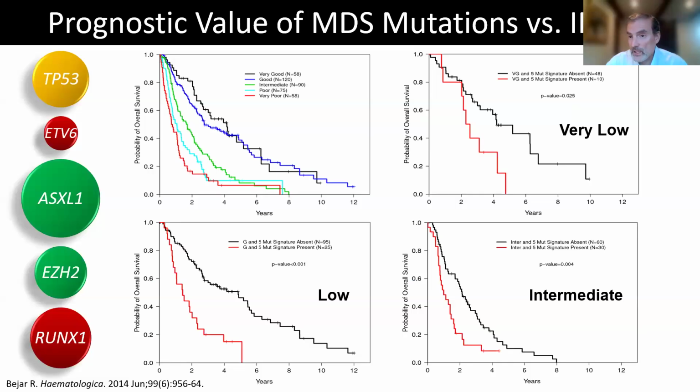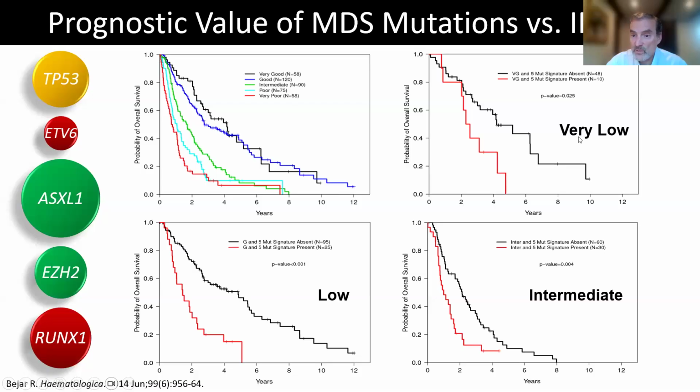Now, we did that originally with the IPSS. We did it with the IPSSR as well, as shown here. These are the genes that we looked at, just a small number at that time. But again, the patients who had mutations, their survival shown on the red curve, and in every case, that survival was shorter than it might be for patients who didn't have mutations, shown in the black curves.